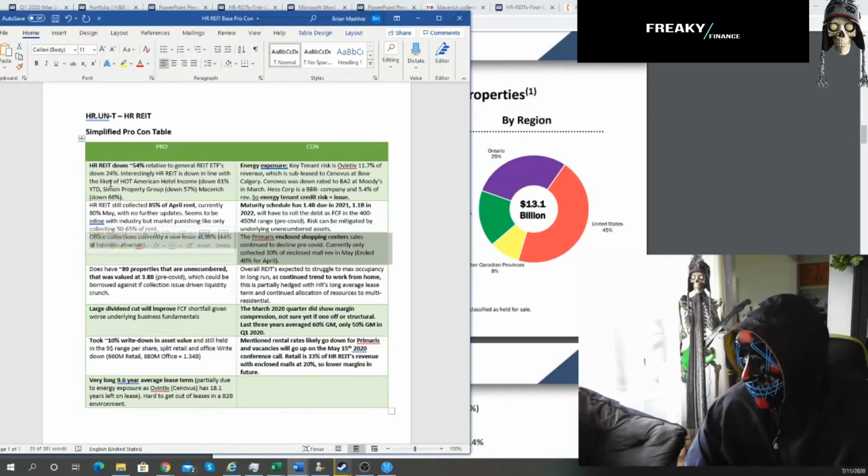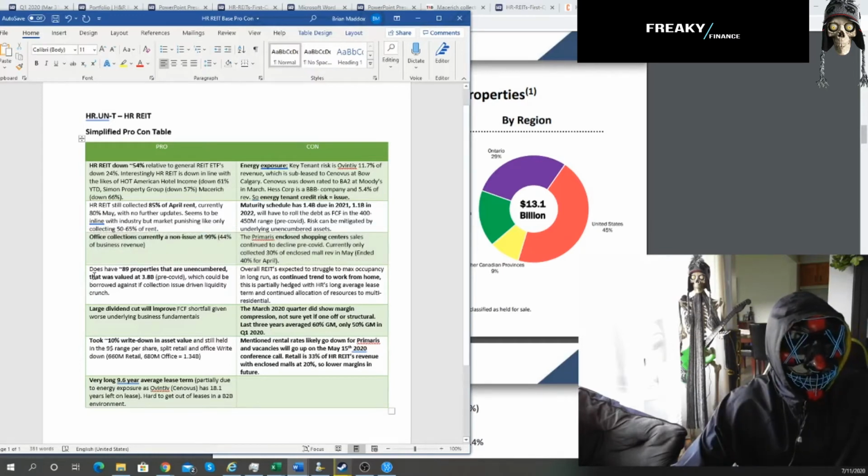Macerich is collecting in the 30s% or 20-something% of rent versus H&R, which is still collecting 80% and probably turning into 70s, but we'll see. Office collections are currently not an issue, 99%, and that's 44% of the business revenue, so that's a strength.